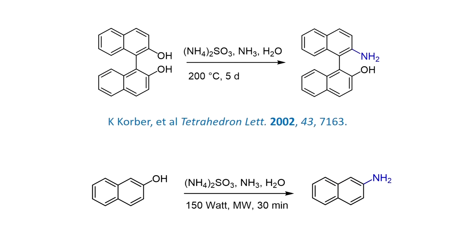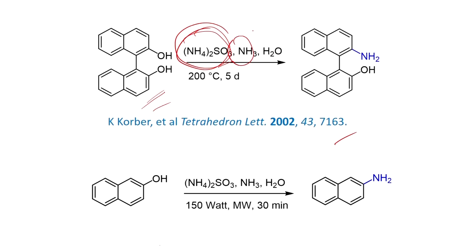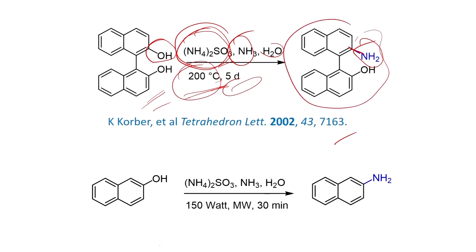Now let us look at some examples for the transformation. Here, when you take this BINOL and react it with ammonium sulfite, as we have just seen, in place of sodium sulfite you can also use ammonium sulfite, ammonia, and that means you can replace the OH group with an amino group. You have to carry out the reaction at a high temperature for a longer reaction time. You will be able to get this amino derivative.